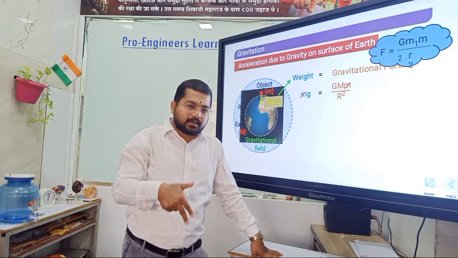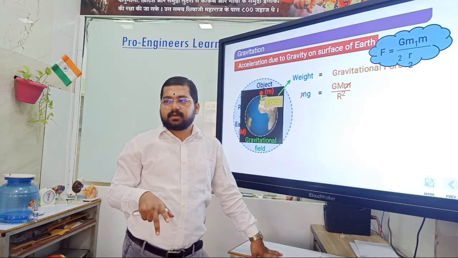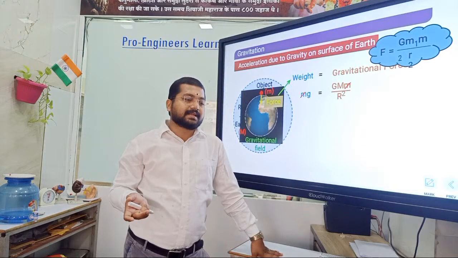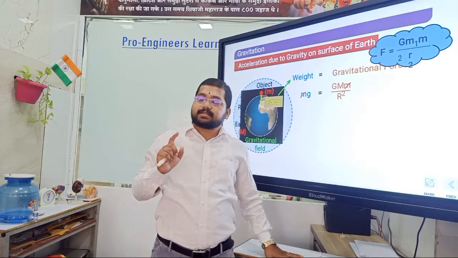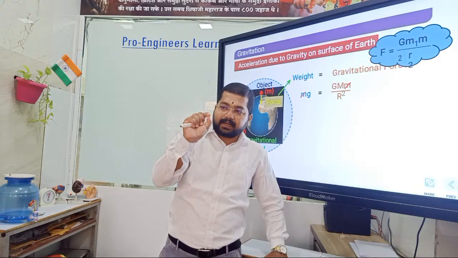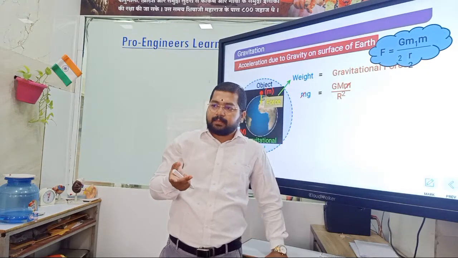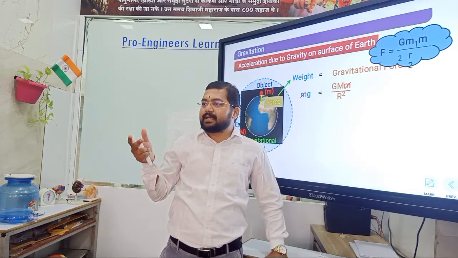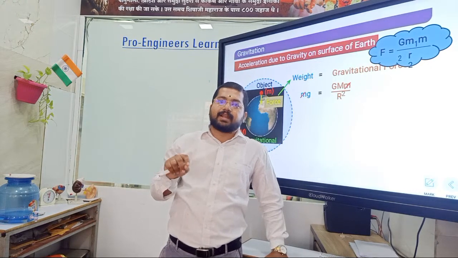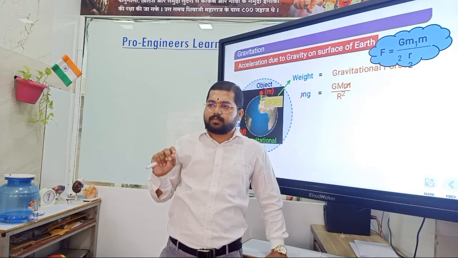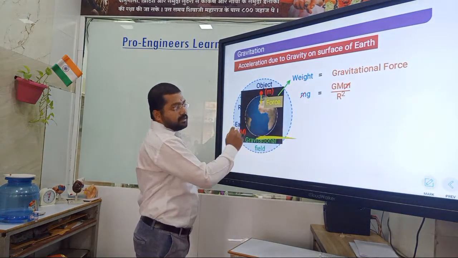Because the object is on Earth, there is no gap between the radius and the person or the object, right? So we can consider capital R. Even if the center of that particular object is lying at some feet, four or five feet, that is very much negligible compared to the radius of Earth. Even if we consider that distance, the value may not change by more than 0.00 points. Yes. So that's why we have considered capital R.